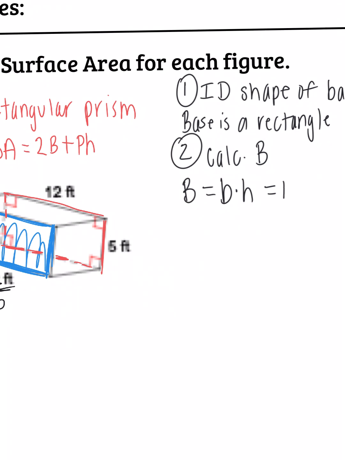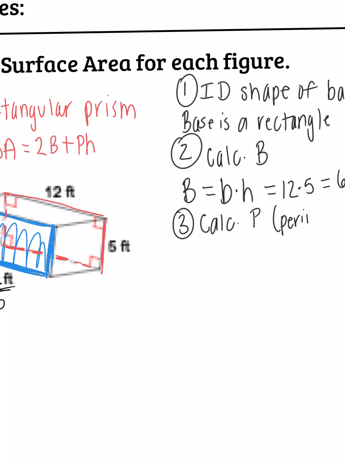So I'm going to take 12 times 5, which is 60. Okay, so my capital B is 60. The area of that base, of that blue rectangle that we shaded in, is 60. So that's capital B. The next thing we're going to do is calculate P. Remember, P is the perimeter of the base, not of the whole shape, not of our whole 3D figure, just of the base. So again, we're just focusing on the thing that I shaded in blue.